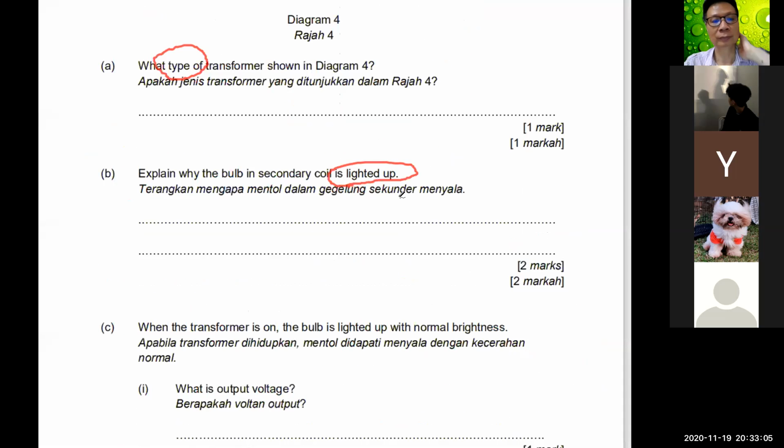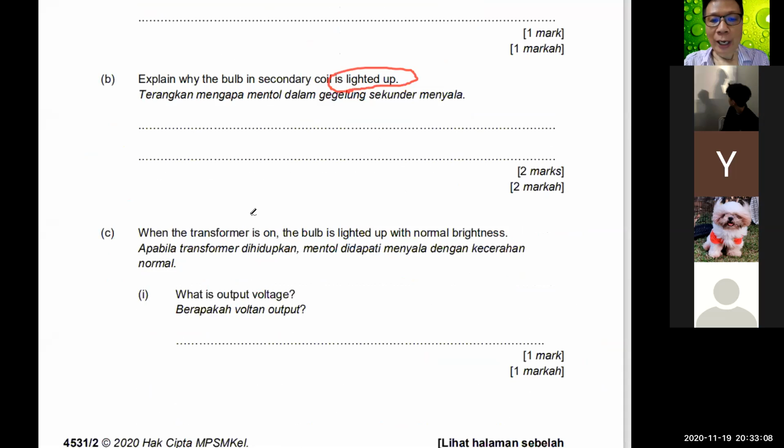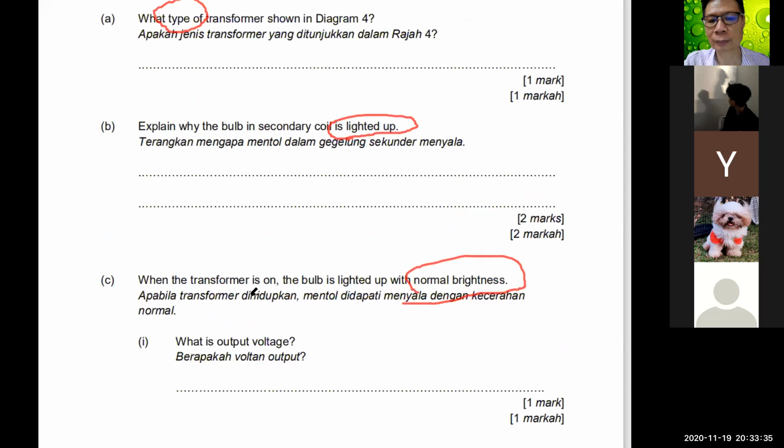When the transformer is on, the bulb lights up with normal brightness. You see, once again, they use the word normal brightness. I told you many times already. Normal brightness carries a certain meaning. So what is the output voltage? Meaning that here, for the output voltage, no calculation required. From the words normal brightness, you should know what the output voltage is. What is the meaning of normal brightness?